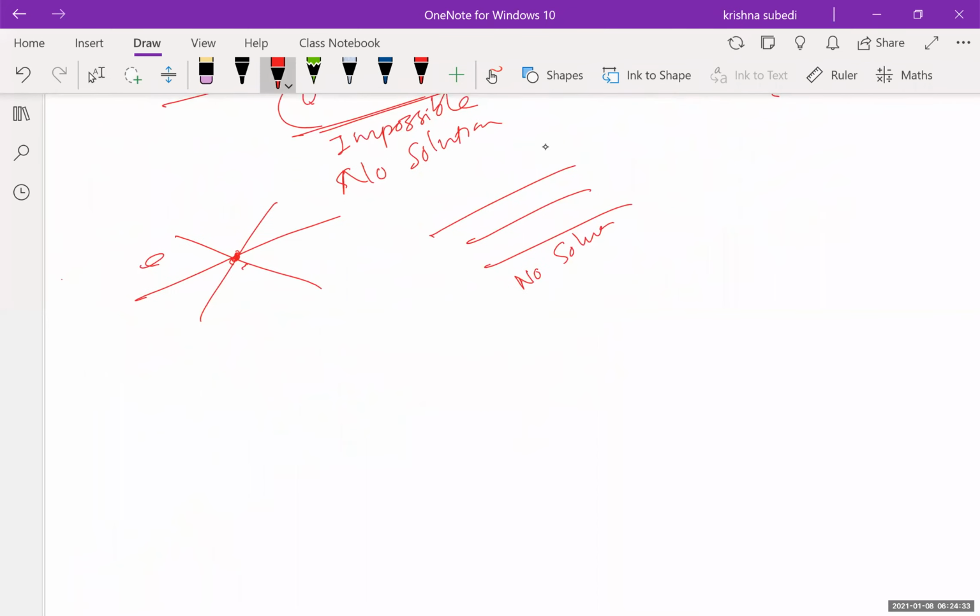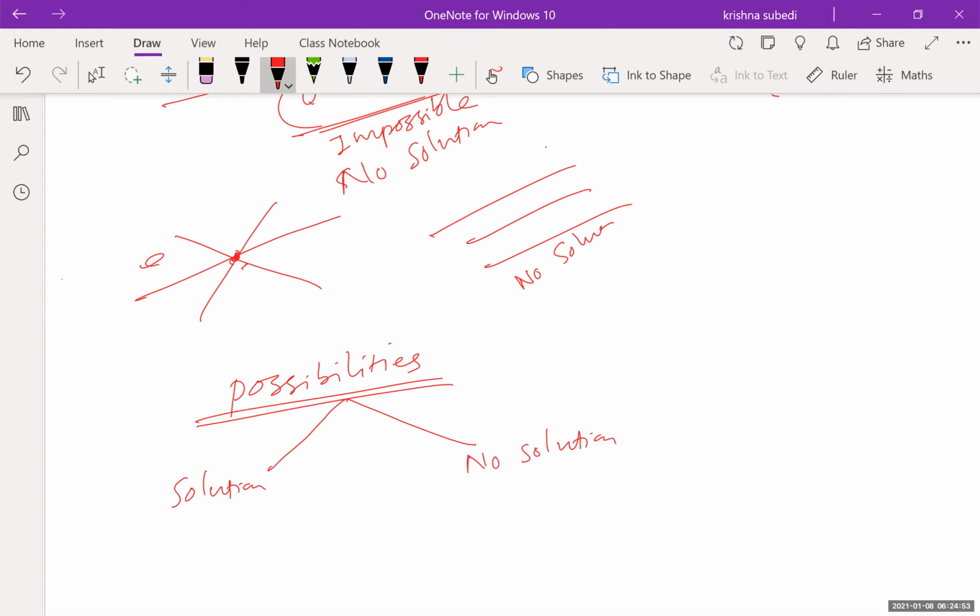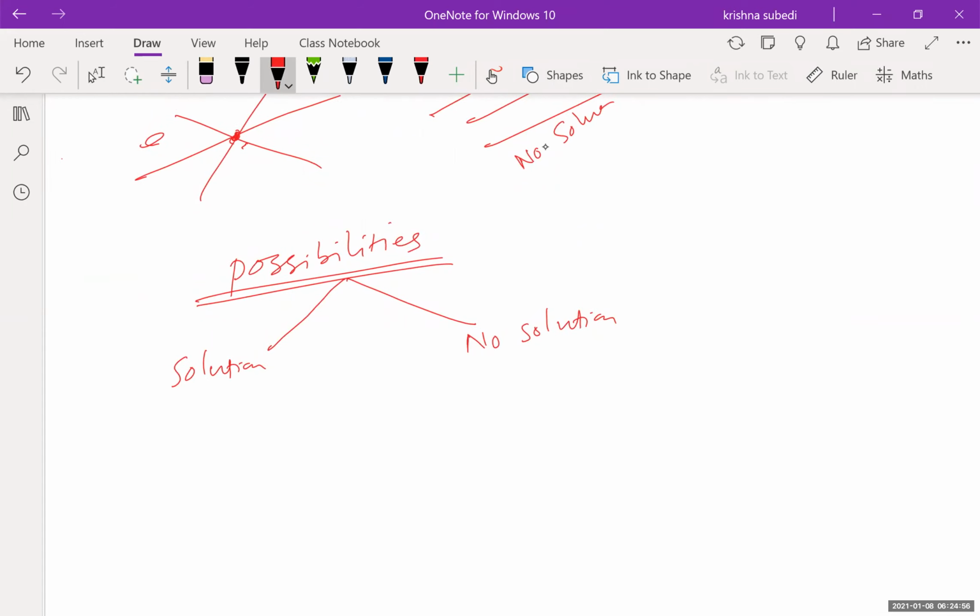Let me put this in a nice way. So the possibility is, if you are given a system of equations, either it has a solution or it has no solution. If it has a solution, then two things can happen. One is one solution, another is many solutions. All right, that's the only possibility.